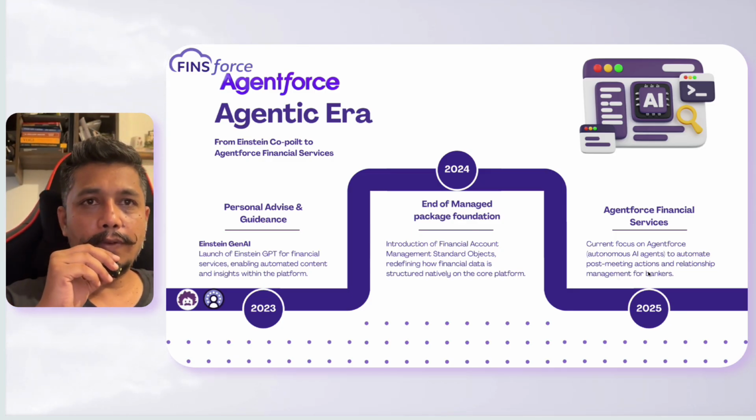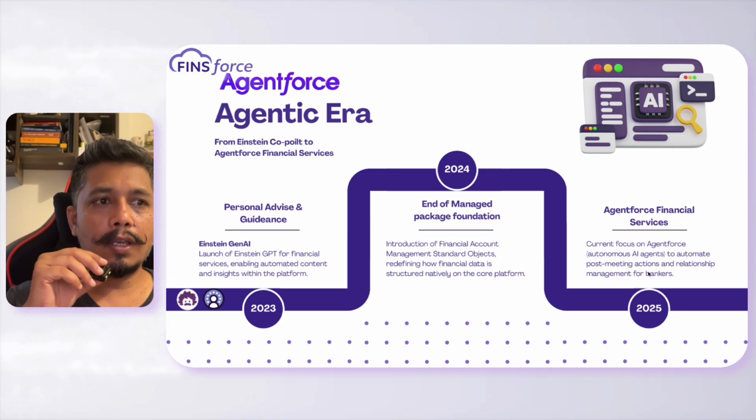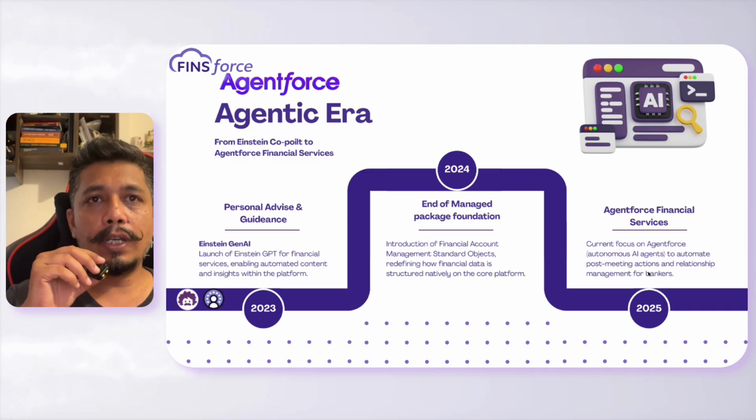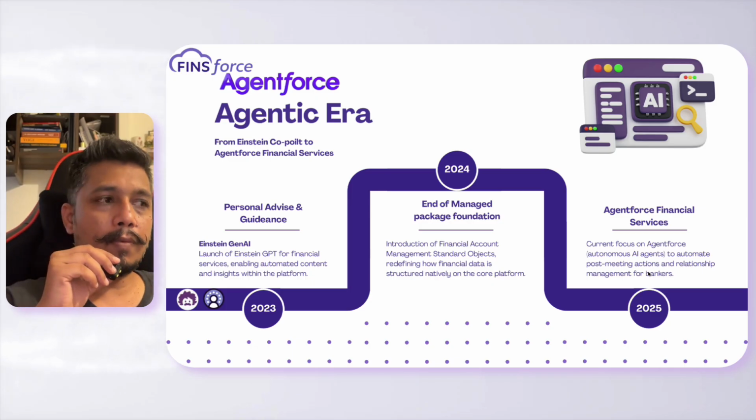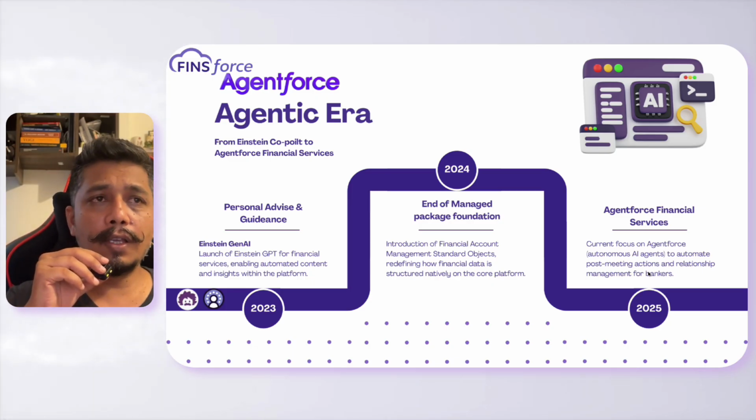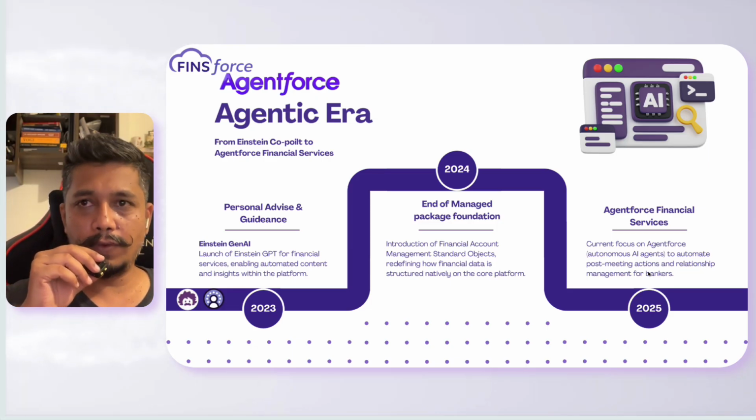In 2024, Salesforce ended the managed package foundation. So what happened before 2024 is that if you wanted retail banking features, you had to install a managed package. If you wanted commercial banking features, you had to install a managed package. So in 2024, Salesforce ended the managed package part. Now if you buy a Financial Services Cloud license, you get it just like standard objects. There will be no FinServ underscore in front of any object if you look.